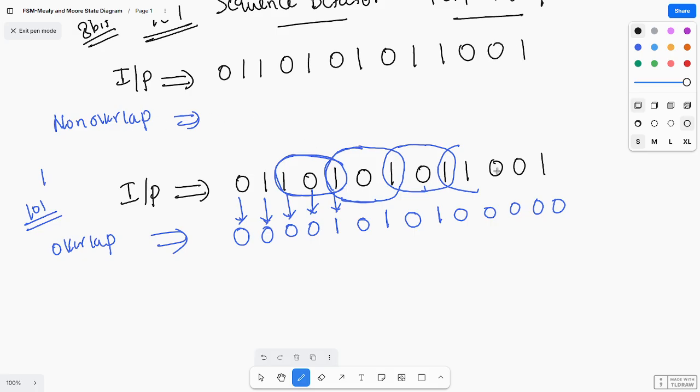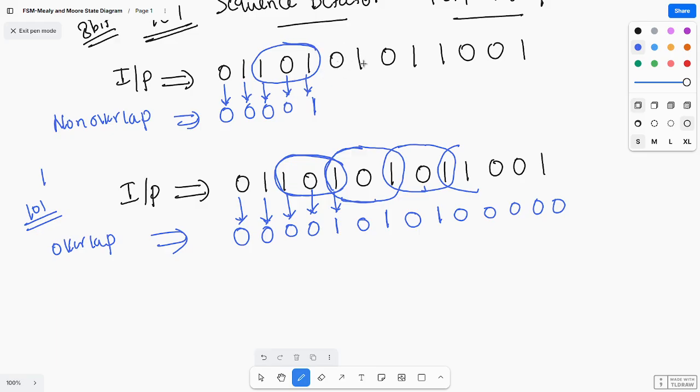Okay, so here 0, I didn't get the sequence. 0 0 1 0, and next 1 0, and here 1 0 1 1 1 0, so I didn't get the sequence. 0 1 0 1, I got the sequence. Okay, this is the sequence. Next it will start freshly. So this is the next state.